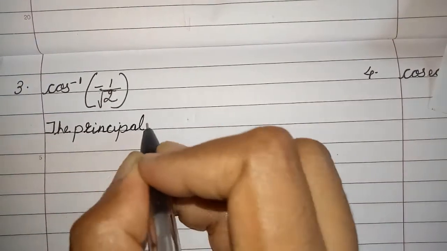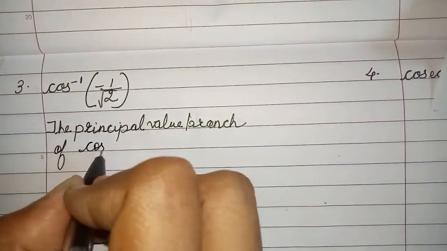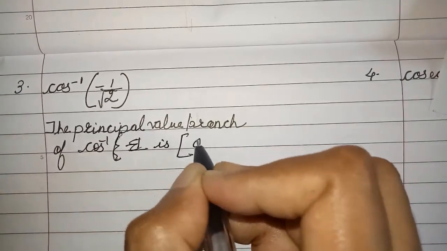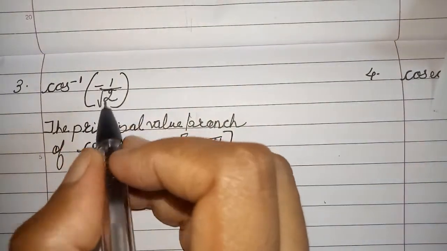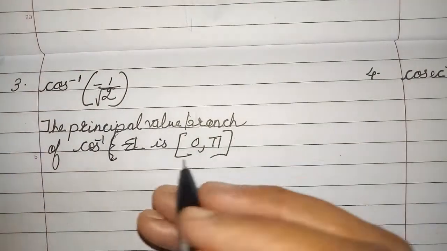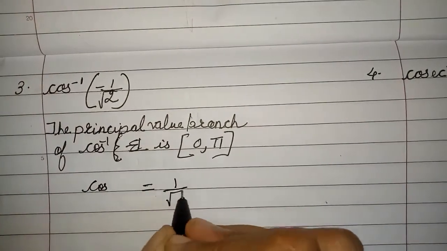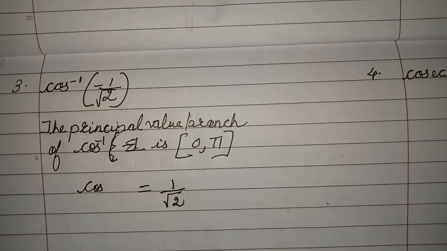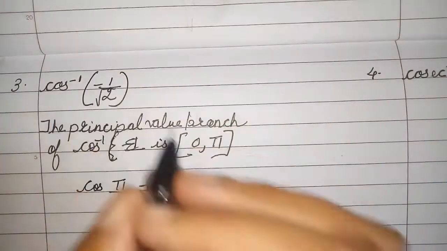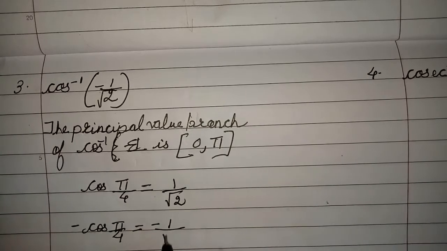So the principal value branch of cos inverse is the closed interval 0 to pi. This is how you have to answer. Again, I have taken examples of negative, because the positive case is direct. So I want to know cos of which angle is 1 by root 2. Yes, well said, it is pi by 4. Cos pi by 4 is 1 by root 2, but I want minus 1 by root 2, so it will be minus cos pi by 4 is minus 1 by root 2.